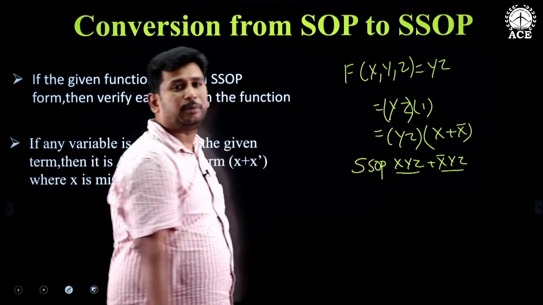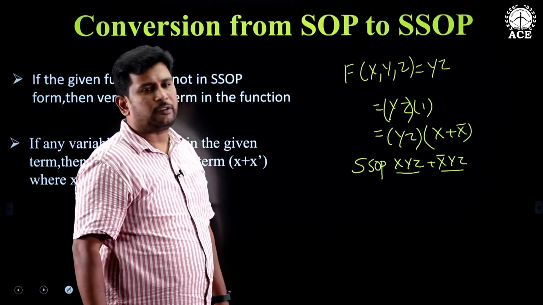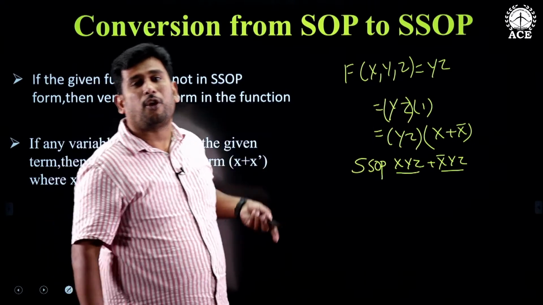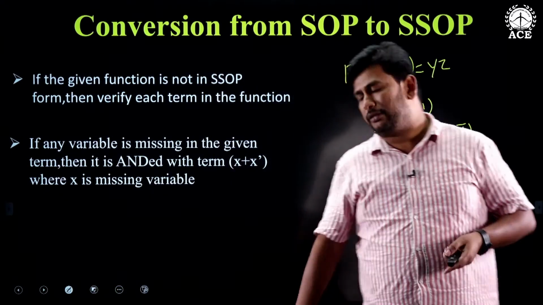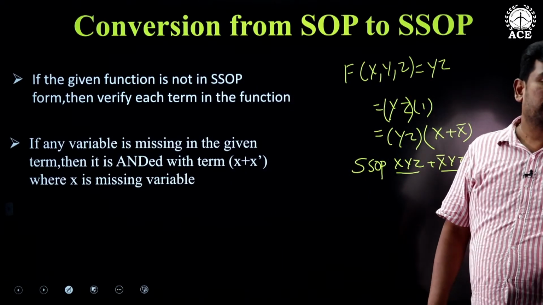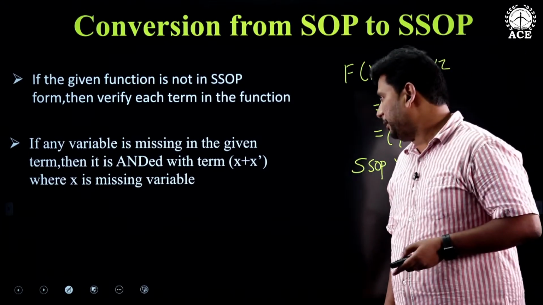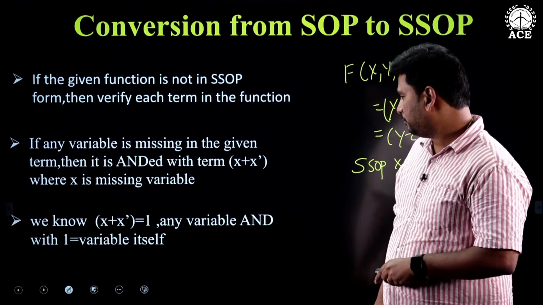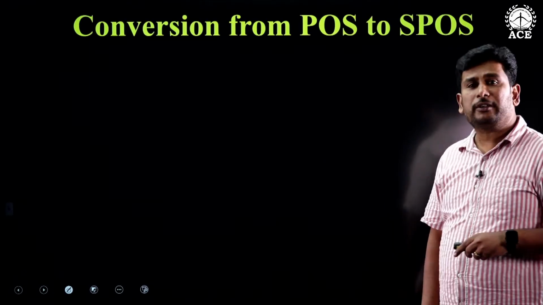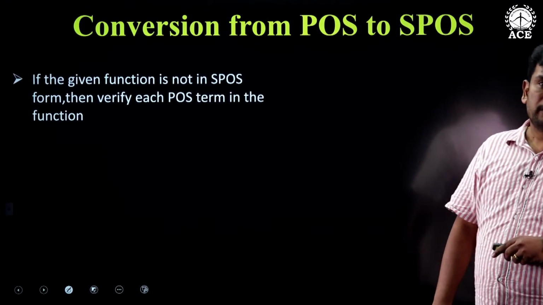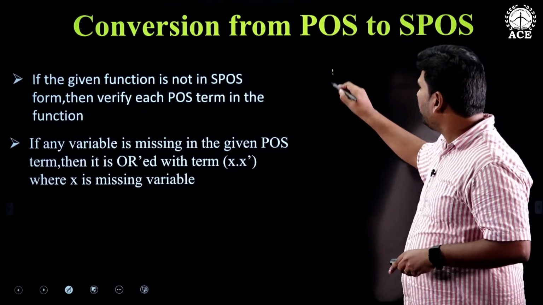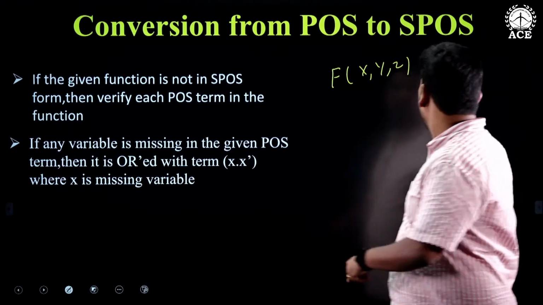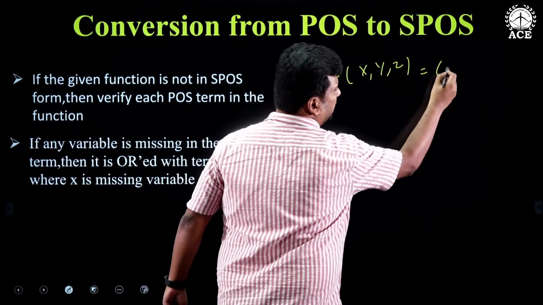How do we convert SOP to standard SOP? We multiply with 1 and replace 1 with the missing variable or its complement. Then you are able to convert SOP to standard SOP. Now, the same way, how to convert POS to standard POS. Now we know what POS is, with variables X, Y, Z. It has an expression like X plus Y.